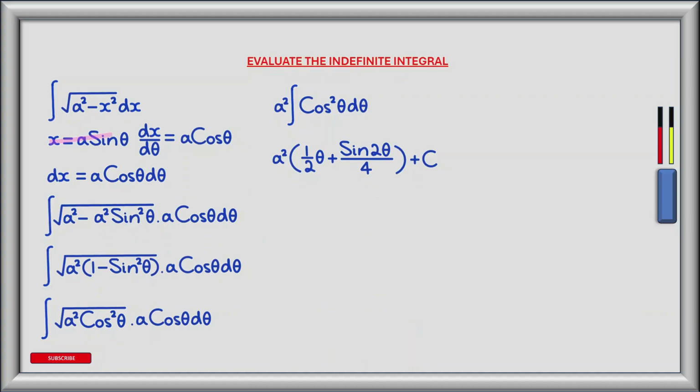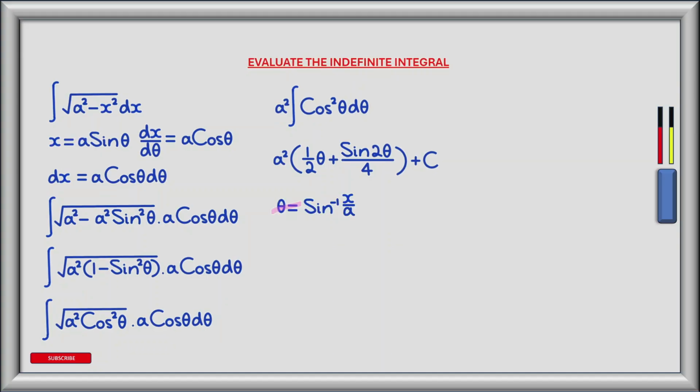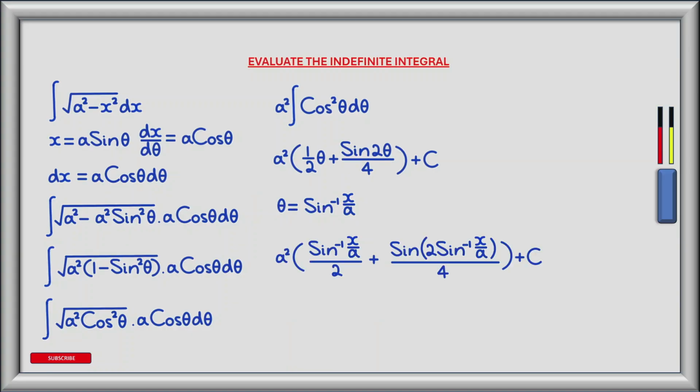So now we know that x is equal to a sin θ, and therefore θ is equal to sin⁻¹ of x divided by a. And substituting back in for θ gives us a² into the bracket of sin⁻¹ of x over a divided by 2 plus the sine of 2 multiplied by sin⁻¹ of x over a divided by 4, plus a constant of integration.